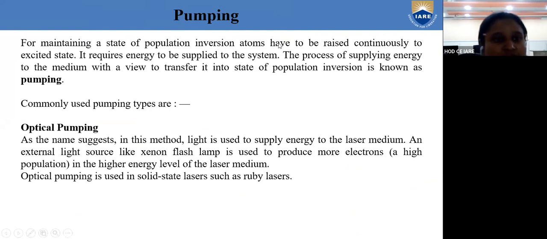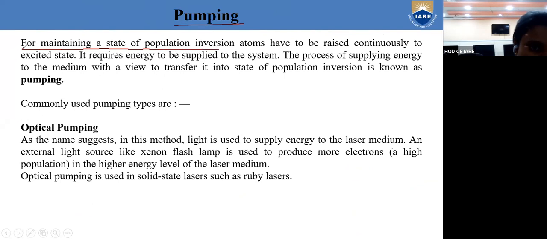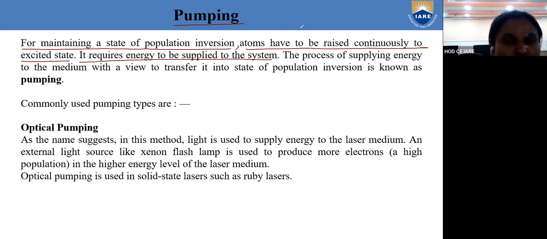So the next definition is pumping. With all the discussion we have done now, can you tell me what pumping is? Just look at this statement. In order to get population inversion, we have to make atoms go to a higher state. In order to make these atoms go to a higher state, we need to supply energy. Population inversion is achieved only if atoms present in the ground state are made to go up, and they are made to go up by supplying energy. So this is our definition for pumping.